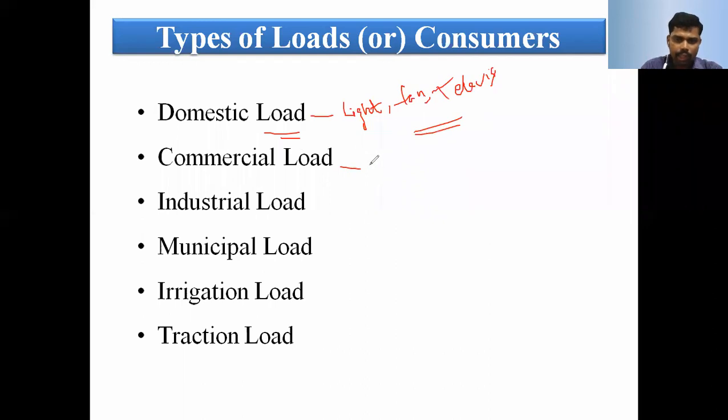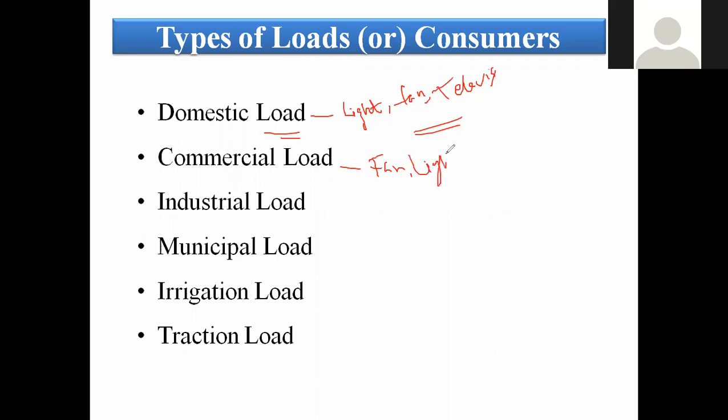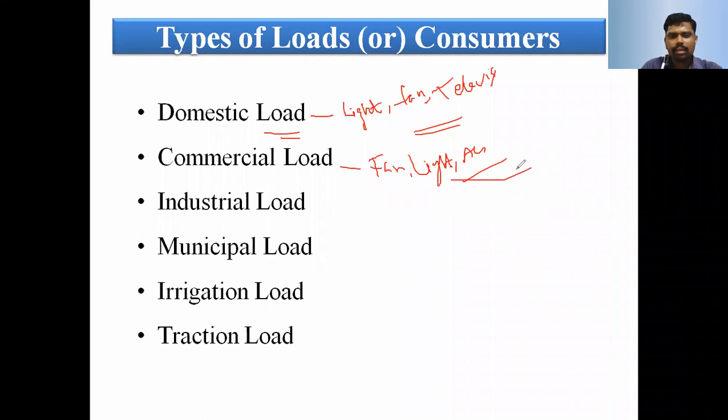And commercial load is used by shopkeepers, based upon the season. The load should be varying. Here it is used for shop fan, light, and then AC. Next, based upon the shop, they are used for machines. Here the load should be varying.